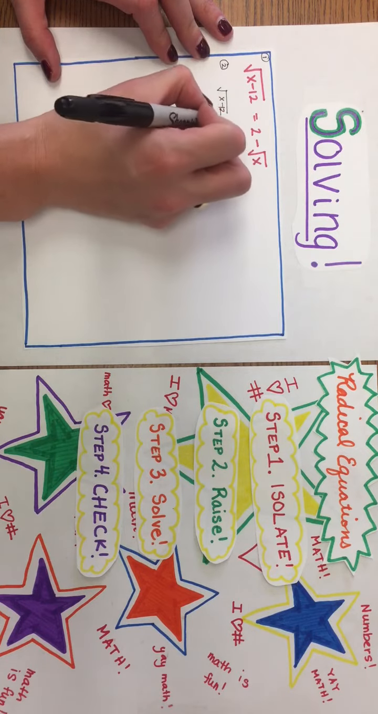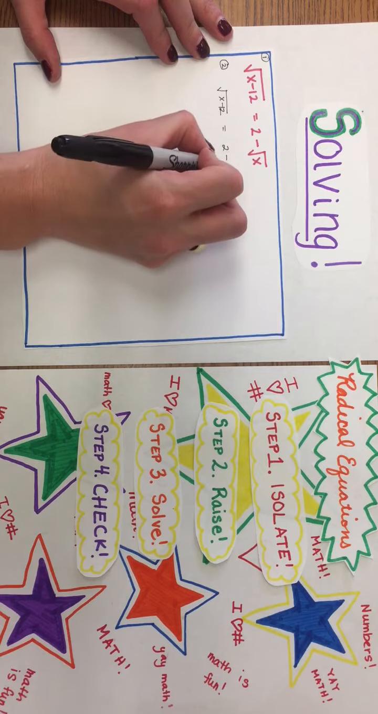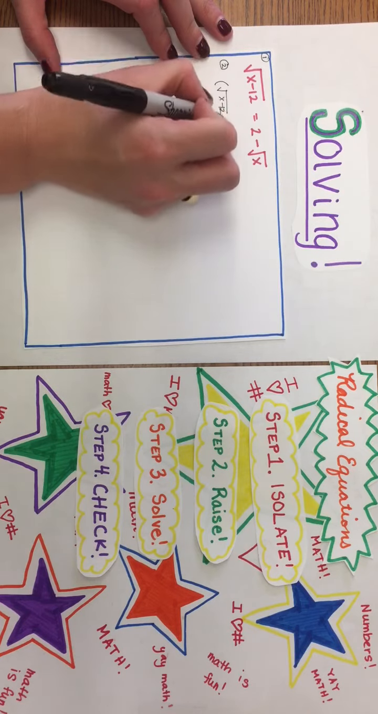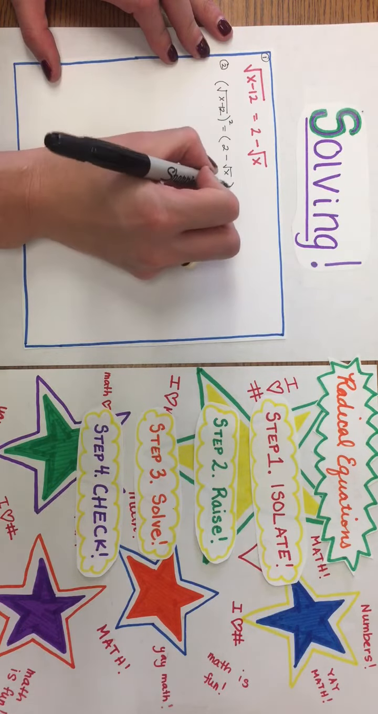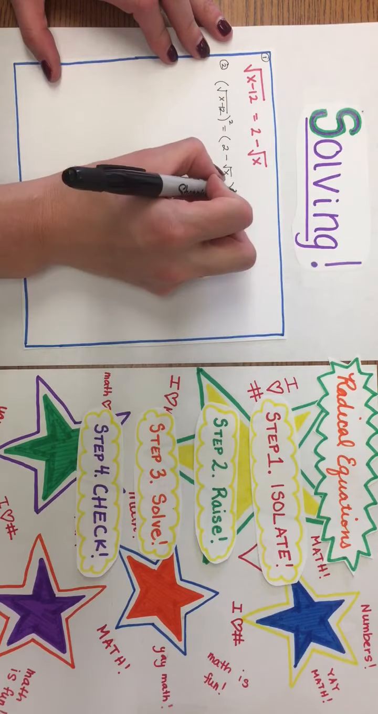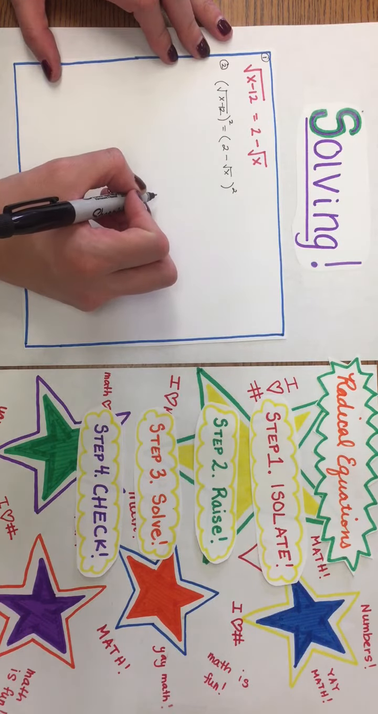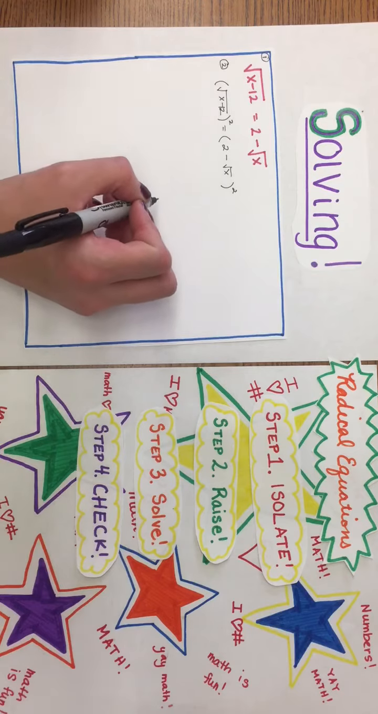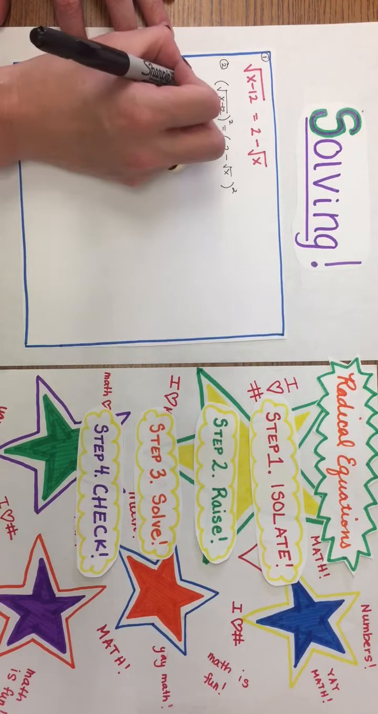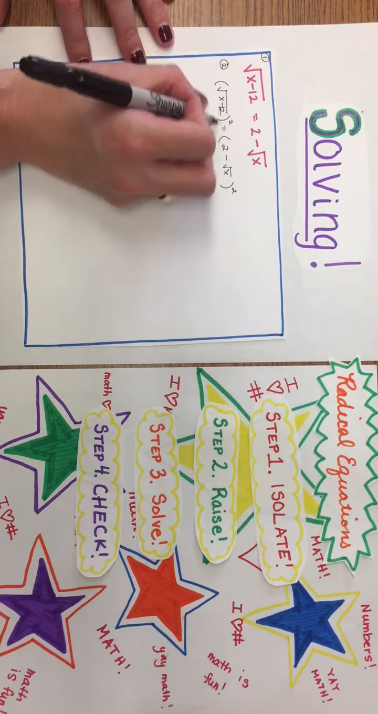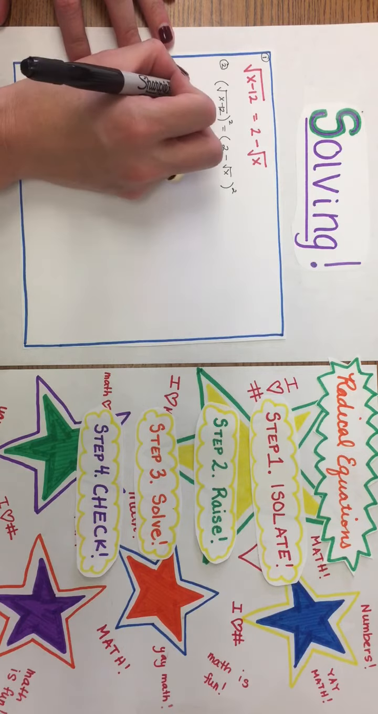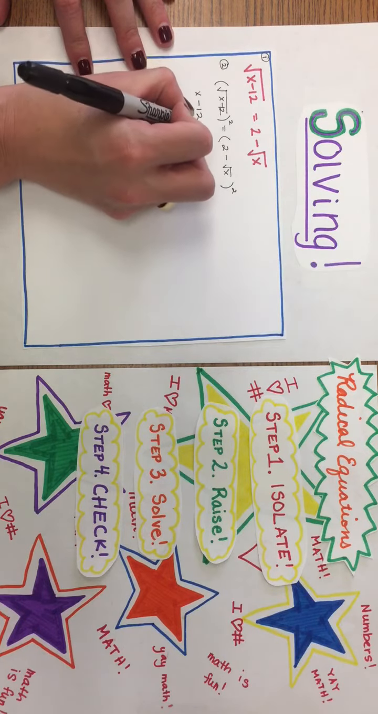So that's the square root of x minus 12 is equal to 2 minus the square root of x. To get rid of this radical, I'm going to need to square the left-hand side, so I'm also going to square the right-hand side. The left-hand side, this square root cancels. There's only one term, so the square root of x minus 12 times the square root of x minus 12 is just x minus 12.